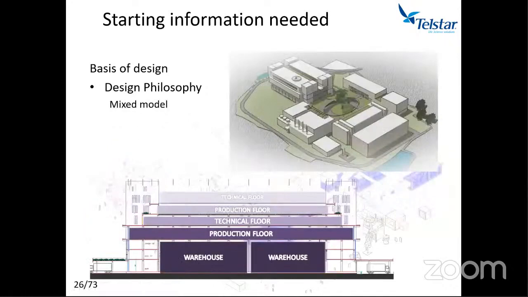We have something mixed most of the times. This is also a real example where we're having the warehouse in the bottom part, and a production floor with the technical area, another production floor and the technical area. So this is something mixed. You're having something horizontal, but at the same time, we are working in a vertical way.